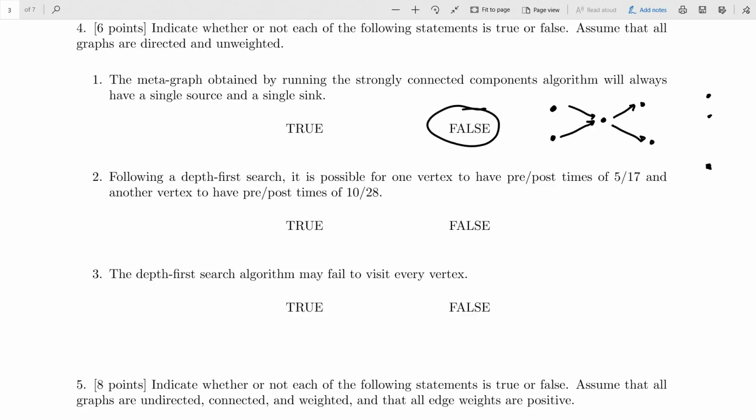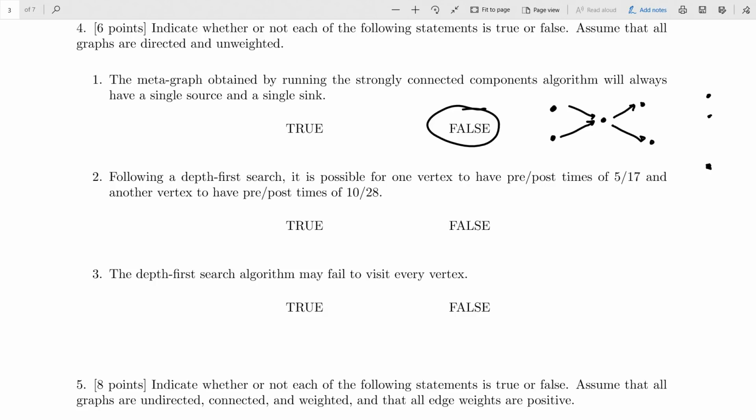Okay, following a depth first search, it is possible for one vertex to have pre/post times of 5, 17, and another vertex to have pre/post times of 10, 28. Wow, what a question. I must have thought that was a good idea at some point. Okay, how would you approach this? I'm trying to figure out whether it's possible that something can have a lower post time than something with a higher pre time. Okay. That's what I would look at first as well, the relative values of these things.